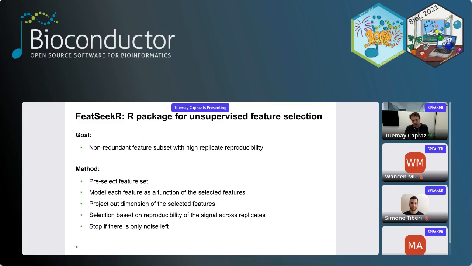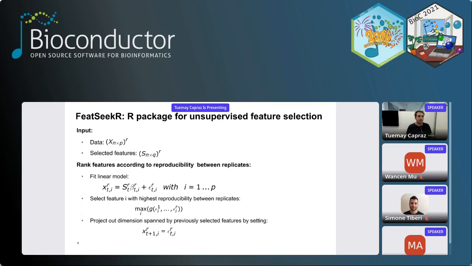In a more formal way, we have as input a set of matrices X with n samples and p features, our replicates, and our selected features S. And then we rank the features according to reproducibility in an iterative way. In each iteration, we fit the linear model for each feature i as a function of all selected features S. And then we select the feature with the highest reproducibility between replicates. We exemplify this by a function G of the residuals of the feature, and this can be, for example, the correlation between the residuals of all the replicates for a given feature i. And in the next iteration, we project out the dimension spanned by the previously selected features by just setting the feature X to its residuals from the previous linear model fit.